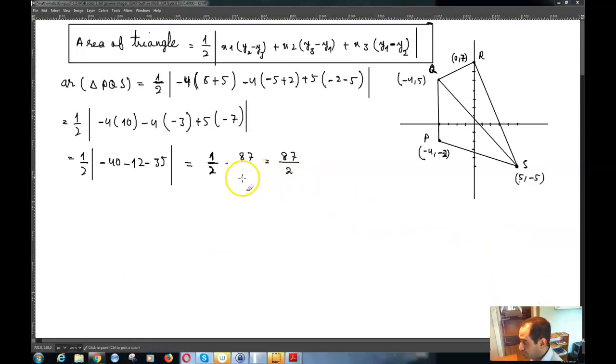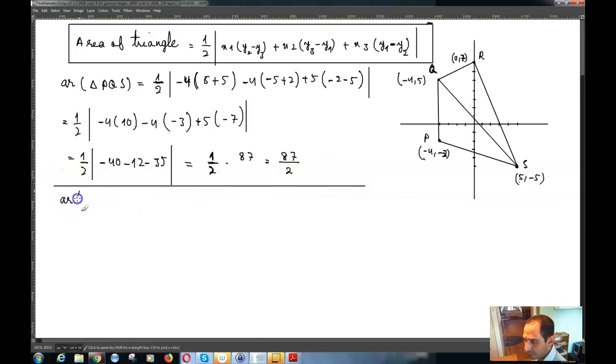Now the area of the other triangle, let's say triangle QRS. You can take the points as negative 4, 5, 0, 7, and 5, negative 5.